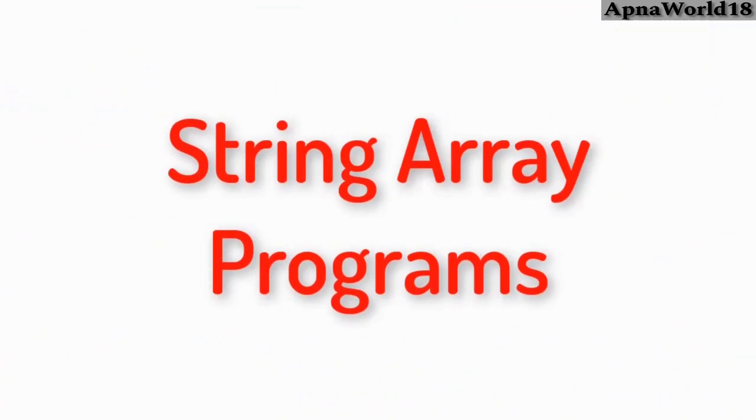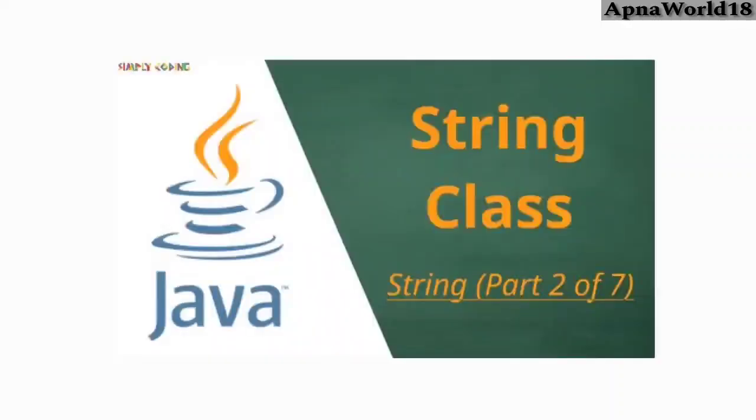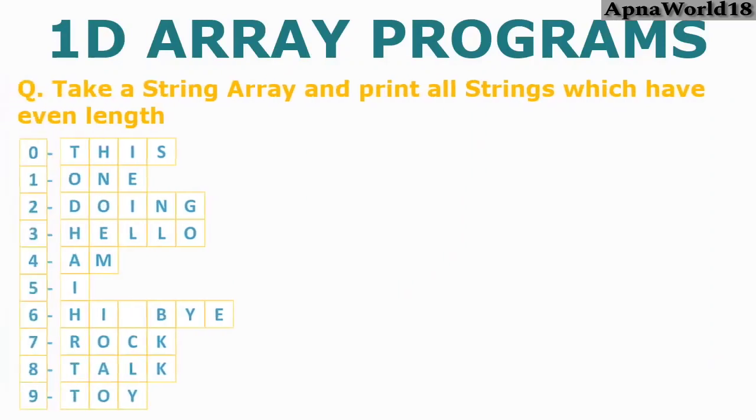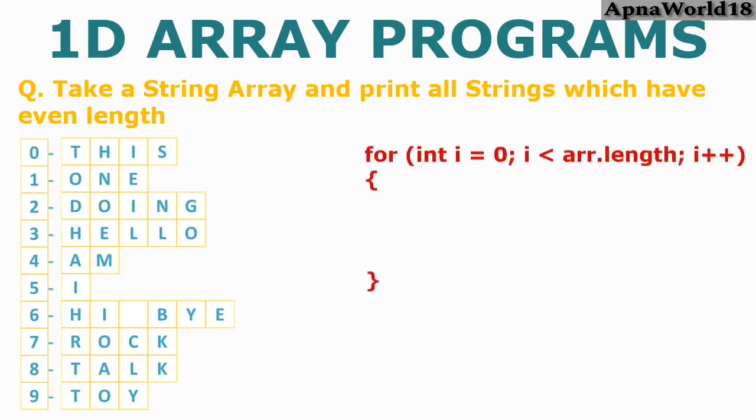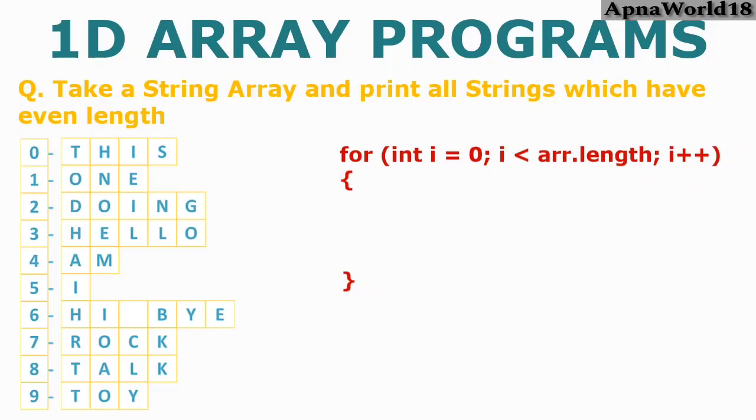Here we have arrays containing strings. So these are combination programs where you need to know array concept plus Java string concepts. You can revise all string class methods by going through our video on string. The first program which we are going to do is to take a string array and print all strings which have even length. Here too our traversal loop remains the same.